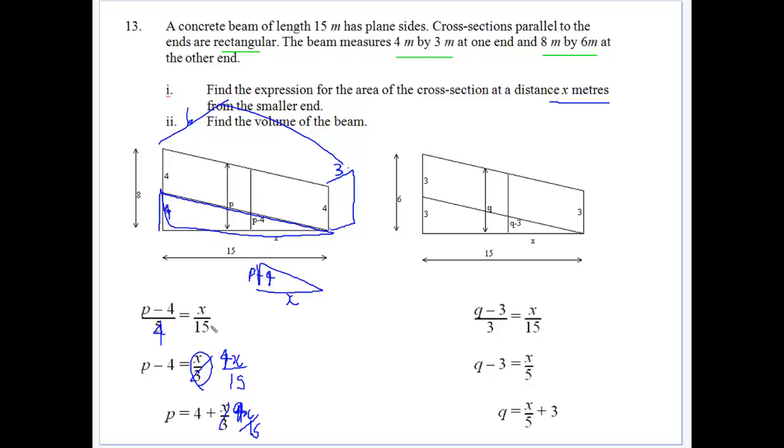So x on 15 equals p minus 4 over 4, but we're getting p in terms of x, so just be careful of what we're doing there. And we do the same thing here with 3, because it's 3 at the small end, so we keep cutting off with those parallelograms. So the x on 15 is equal to q minus 3 over 3, and we get q as that expression.